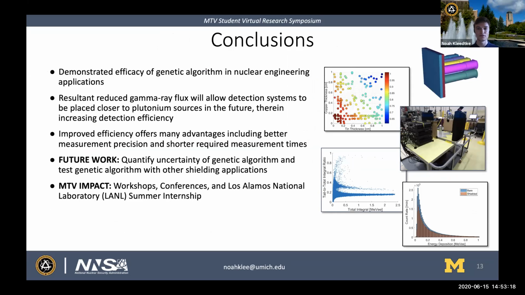In total, for this work, we have demonstrated that genetic algorithms can successfully be implemented in nuclear engineering applications. The resultant reduced gamma ray flux will allow detection systems to be placed closer to plutonium sources in the future, therein increasing detection efficiency. And lastly, improved efficiency offers many advantages, including better measurement precision and shorter required measurement times. In the future, we're looking to quantify the uncertainty of the genetic algorithm and test the genetic algorithm for other shielding applications.